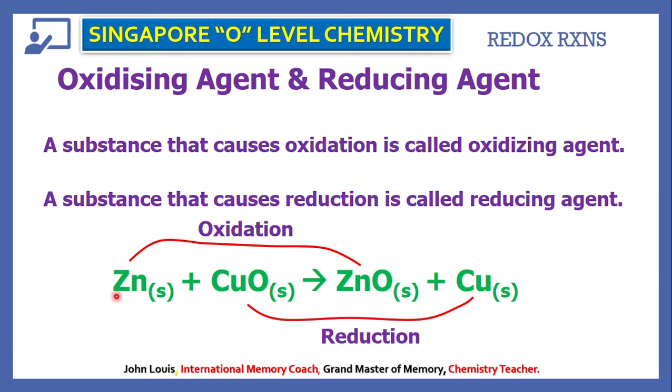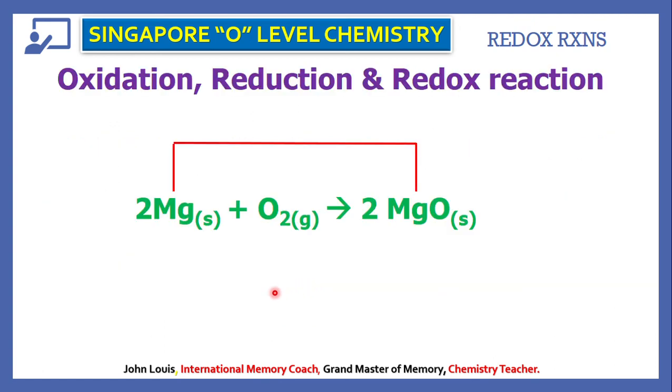So from this, what is very clear? The substance that has undergone oxidation is a reducing agent. The substance that has undergone reduction is the oxidizing agent. Very simple. Okay, now let us try to understand this for another chemical reaction.